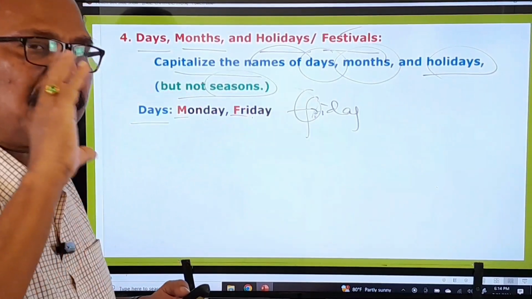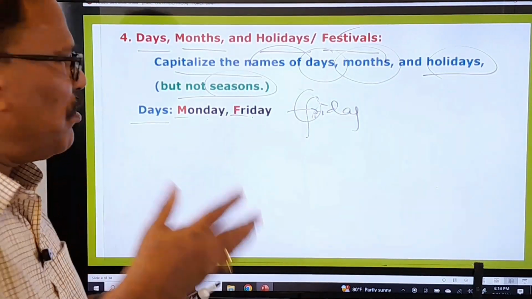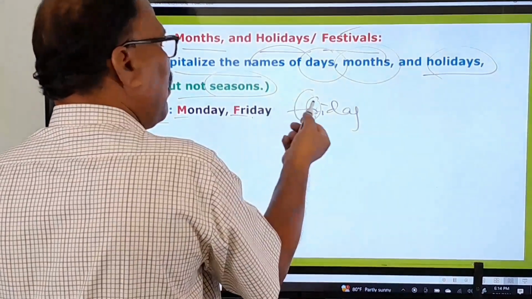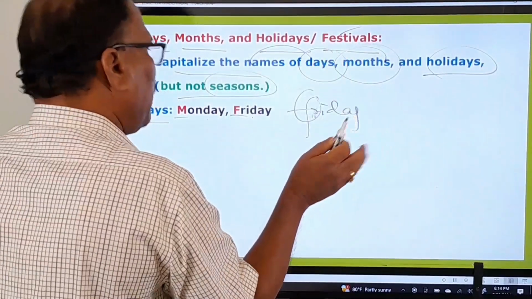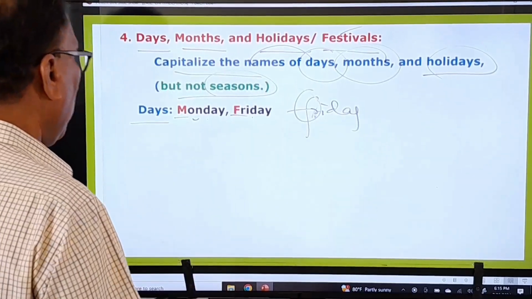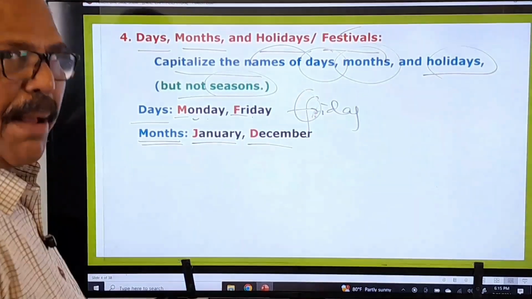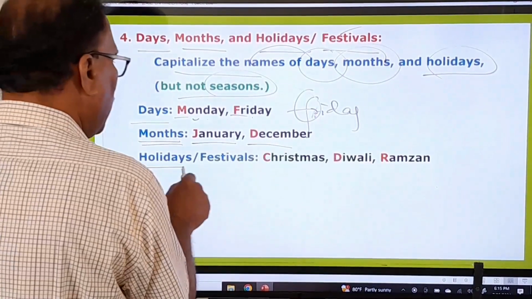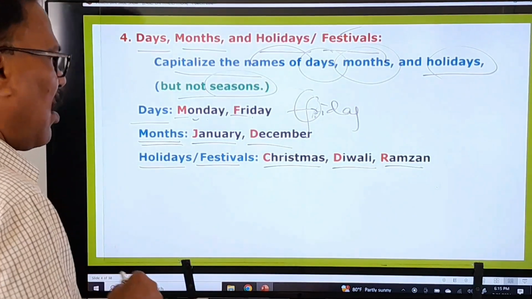Of course, for style's sake or for some decoration's sake, if at all you write this F in small letter, that may be a different matter, but generally all the names of days must be capitalized, and here all names of months, January, December, you have to capitalize them.